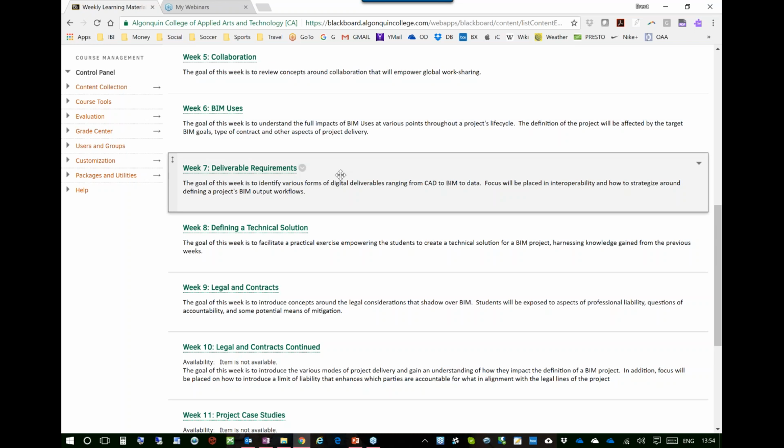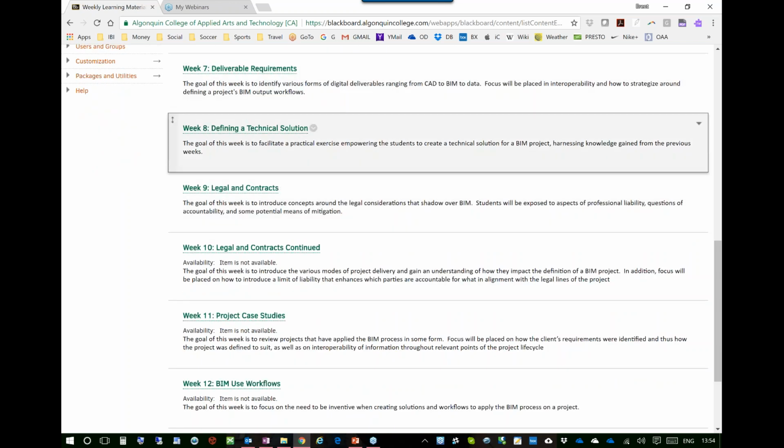Deliverable requirements. So hopefully some of those are coming from the employer's information requirements or the client requirements. Sometimes it may range from CAD data to BIM data. It may be just PDFs. It may be requirements to deliver to the owner, to the contractor, to other consultants. All of that has to be understood.